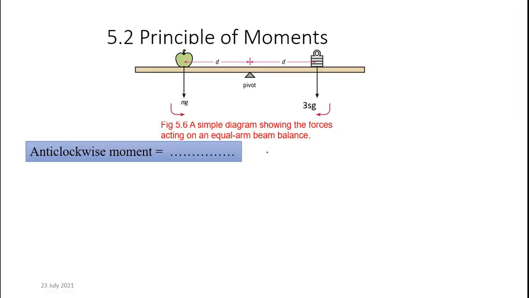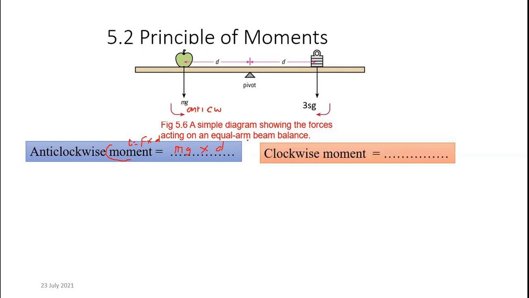From this diagram, we calculate the anti-clockwise moment. What is the anti-clockwise moment? Remember the formula of moments. Torque is F times the perpendicular distance. What is F for the anti-clockwise? The force is mg, multiplied by the perpendicular distance. The perpendicular distance of the apple is d, from the apple to the pivot.